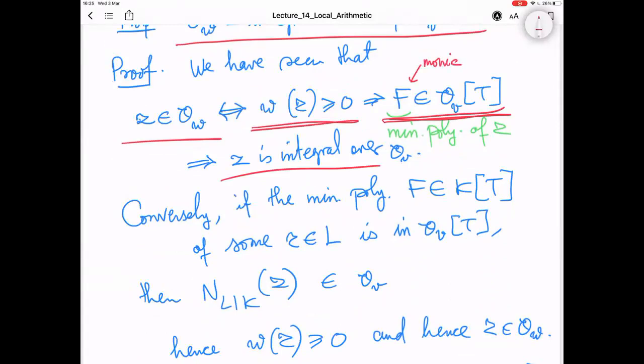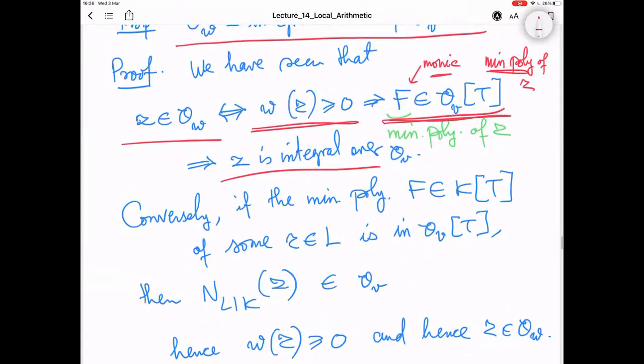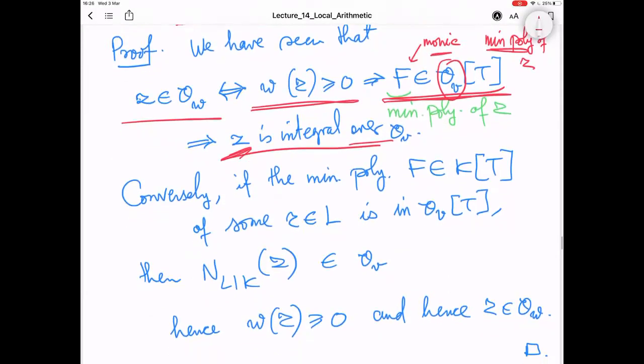Why is it monic? Because it's the minimal polynomial of Z. Minimal polynomials are always, of course, monic, and they are irreducible. But I'm not using the irreducibility here. I'm just using the fact that it's monic and has coefficients in OV, and therefore this Z is integral over OV. Done.